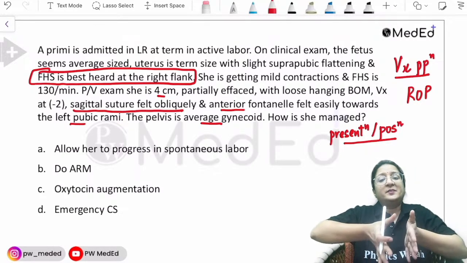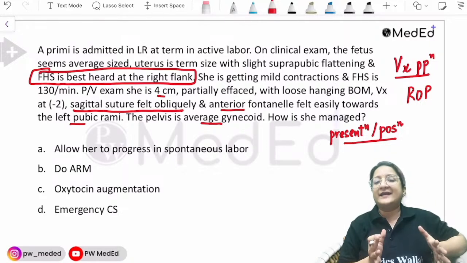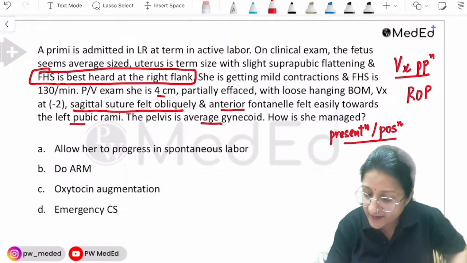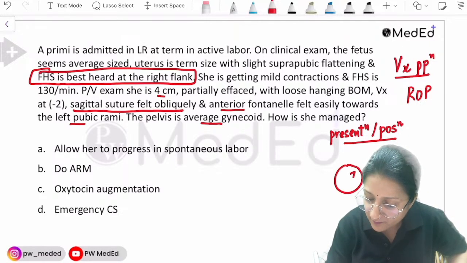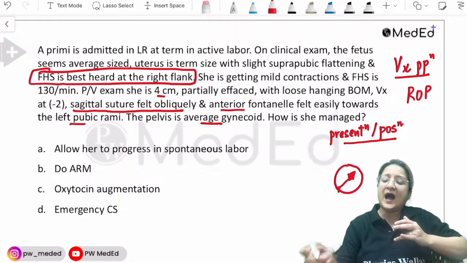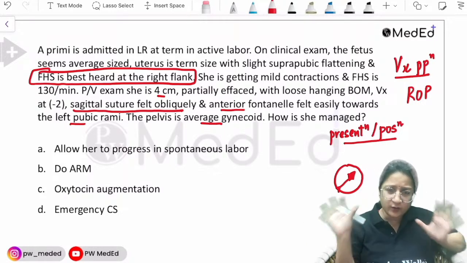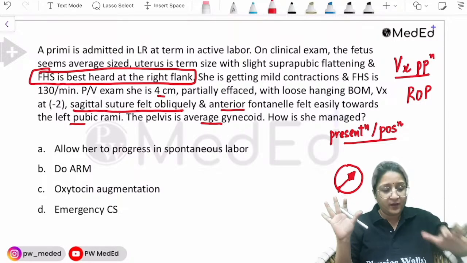FHS heard best at the woman's right flank. There is mild suprapubic flattening. And if you look at this, the sagittal suture is obliquely placed with the anterior fontanelle towards the pubic rami. So this is the ROP position that she is laboring in. Okay, this much done.